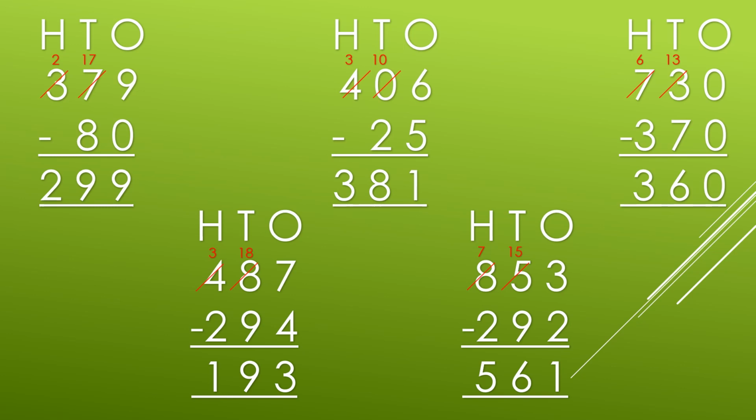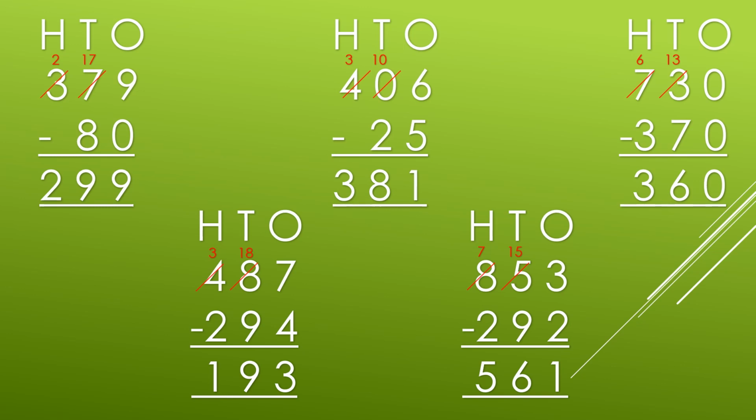Next sum is 487 minus 294. 7 minus 4 is equal to 3. Children, we cannot subtract 9 from 8, so we will borrow. 4 becomes 3 and 8 becomes 18. 18 minus 9 is equal to 9. And 3 minus 2 is equal to 1. So 487 minus 294 is equal to 193.